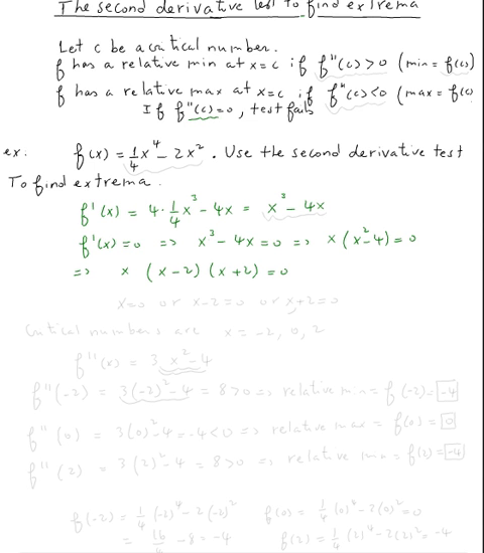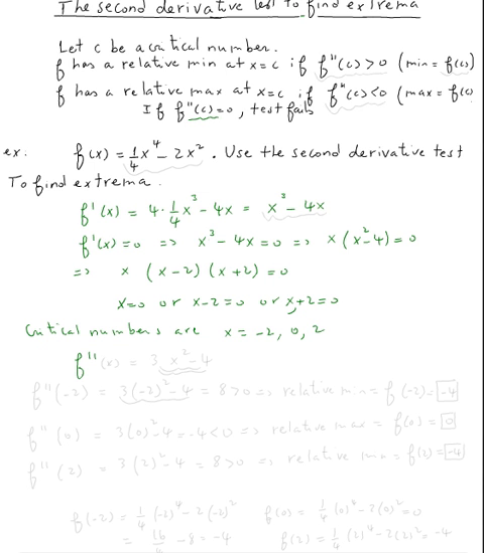So this means that x is equal to 0, or x minus 2 is 0, or x plus 2 is 0. So the critical numbers are x equal negative 2, 0, and 2. Right? So now we need to test them using the second derivative. So therefore we need the second derivative.